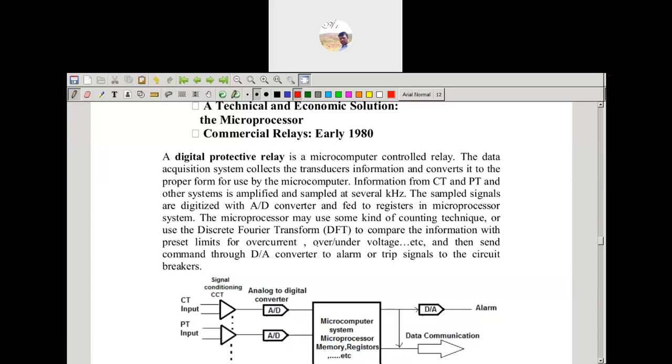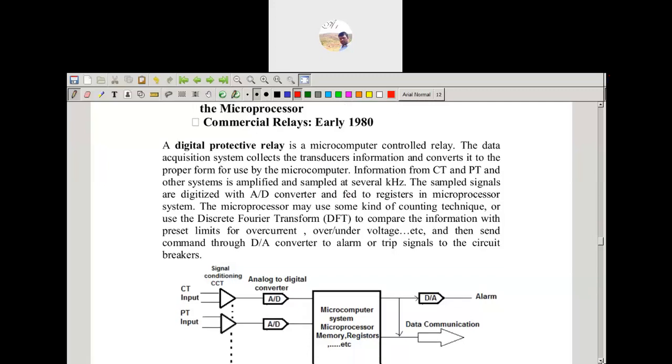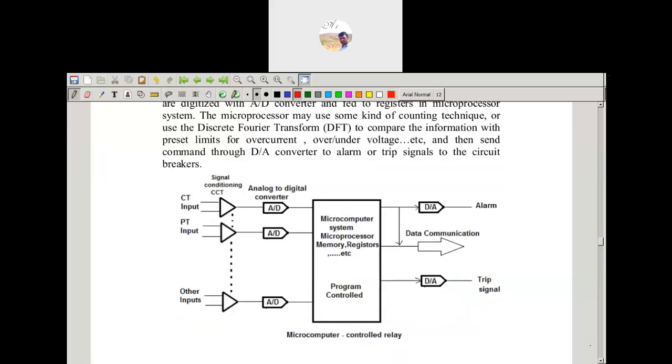Here we are taking the analog signal, and if we want to work with the computer, that is a microprocessor, we have to control it in digital form, so that is an analog to digital converter, and read the register in the microprocessor system. The microprocessor uses a counting technique, a clock counting, and uses the discrete Fourier transform to compare the input information with the preset limit. So preset with the overcurrent or undercurrent voltages, and it sends the command to the digital to analog converter.